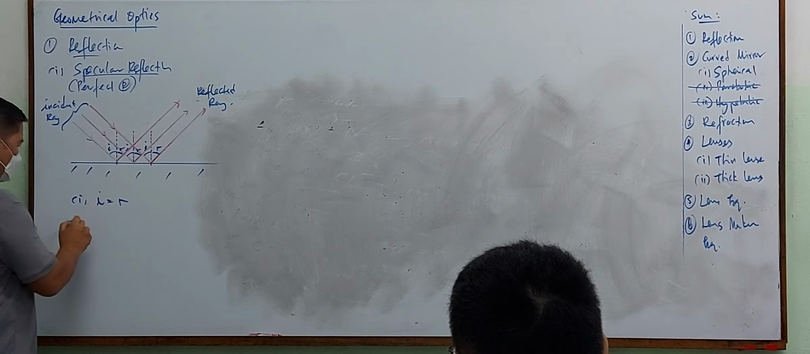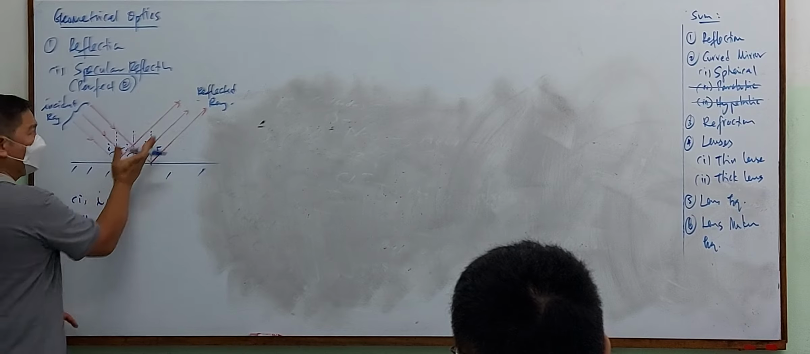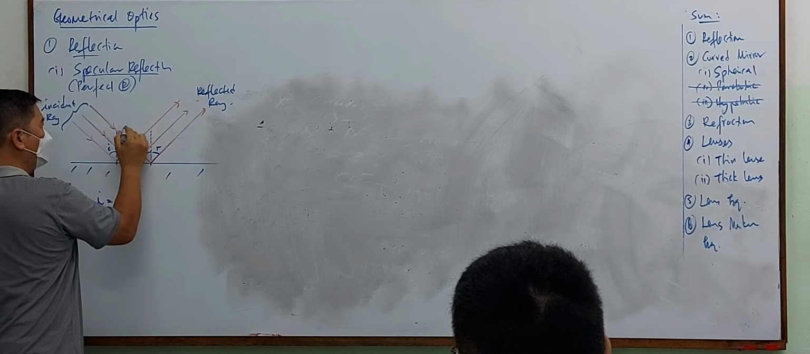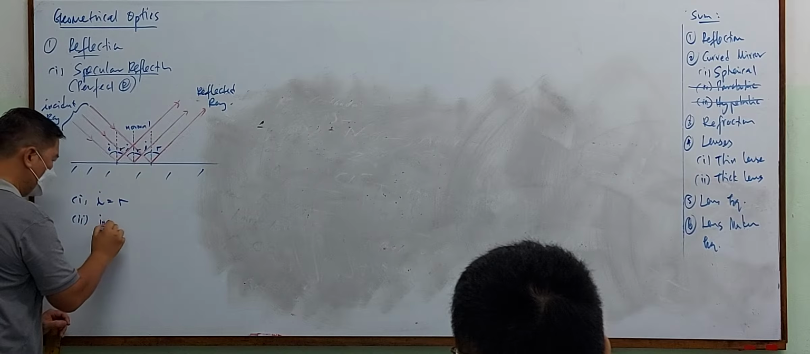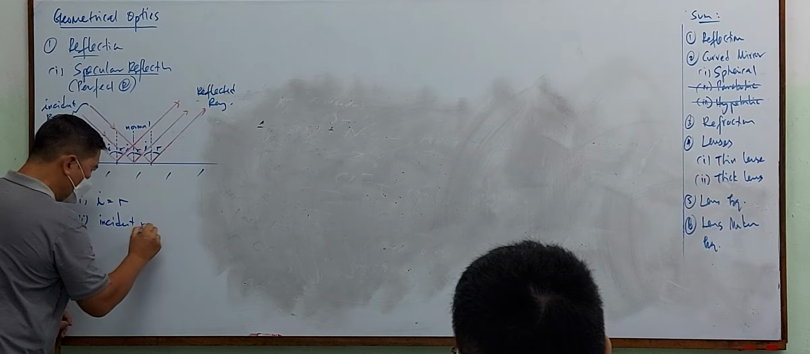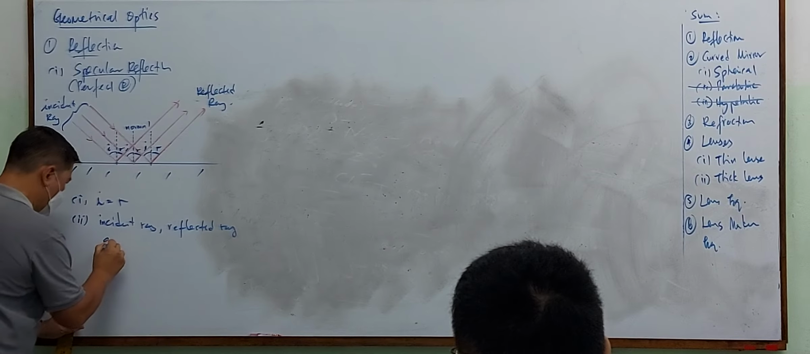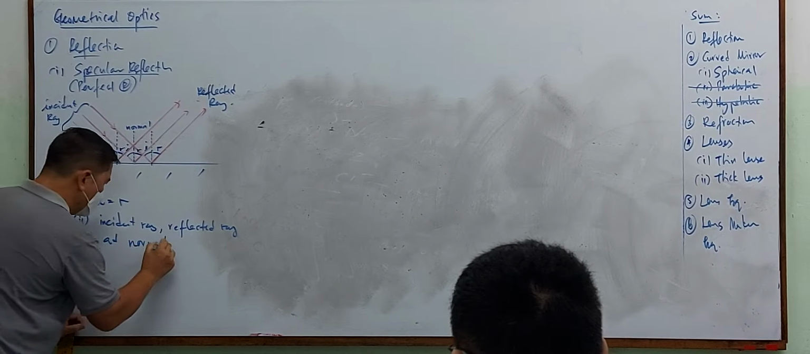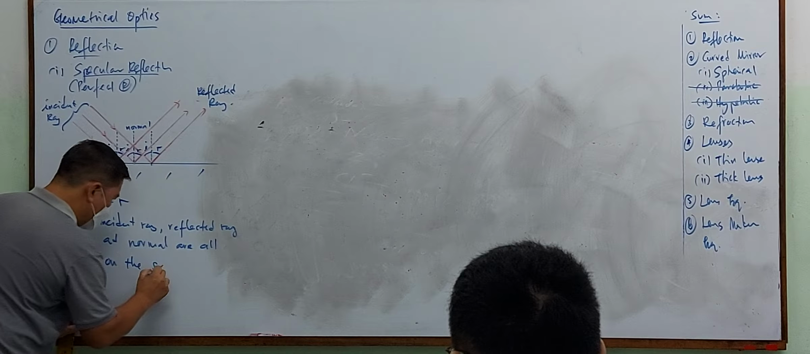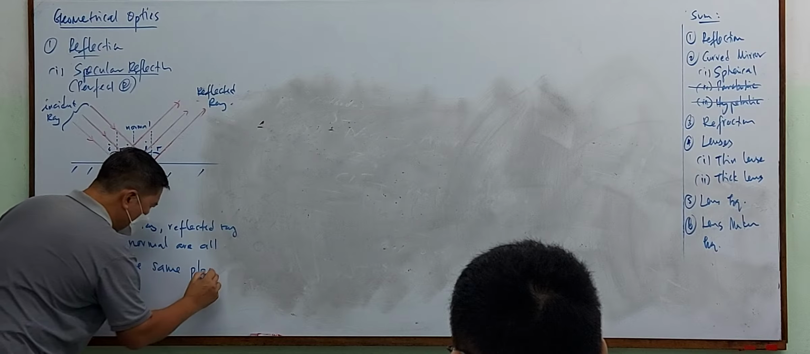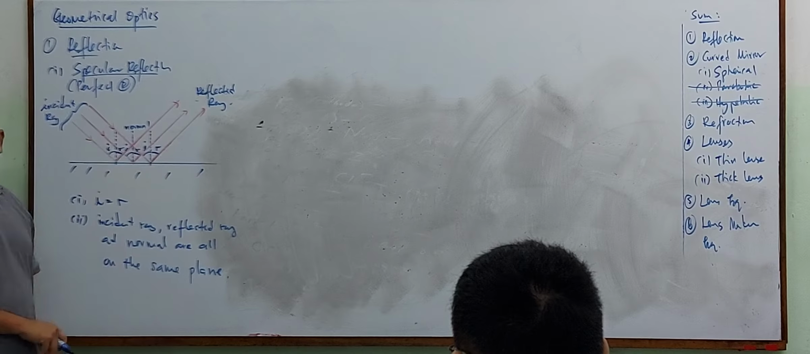Rule number two is that the incident ray, the reflected ray, and the normal line are all on the same plane. 不是飞机啊，是那个表面。On the same plane.